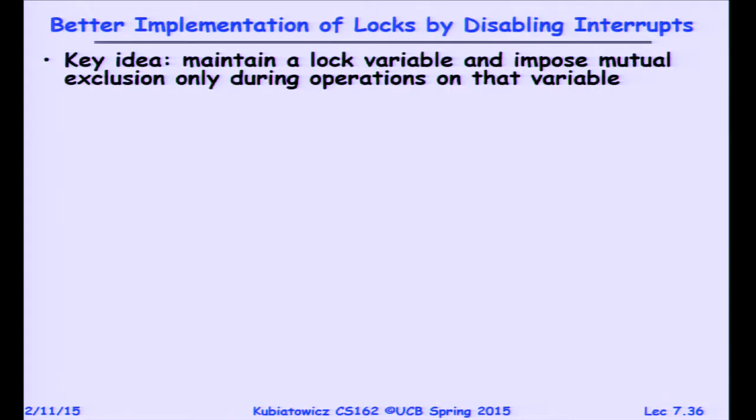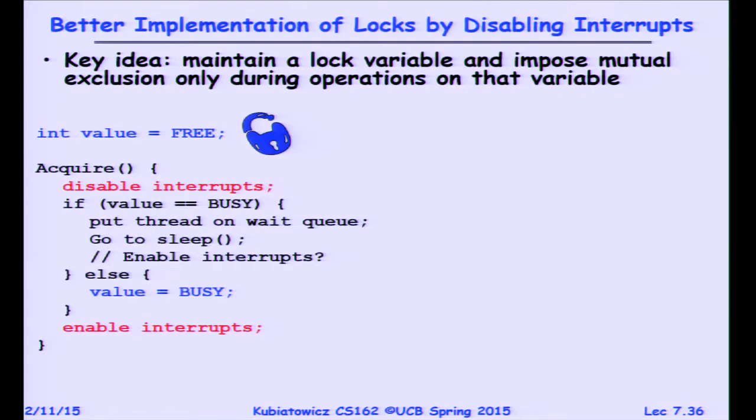So what if we maintain a lock variable and do something a little bit tricky like this? The lock itself is going to be this value variable, and what acquire looks like is this. It disables interrupts. If the value is busy, meaning somebody's got the lock, then we put the thread on the wait queue to go to sleep. Otherwise, we set the value to be busy because we've acquired the lock, we re-enable interrupts, and we return. Notice that I've only disabled and re-enabled interrupts briefly, just long enough to check the value of busy. So this is not holding interrupts disabled for a long period of time, just for a short period. The lock itself is that value.